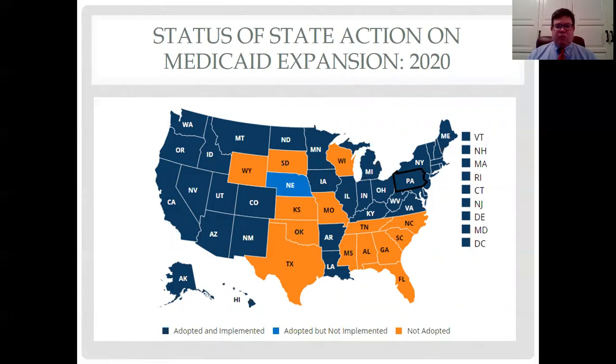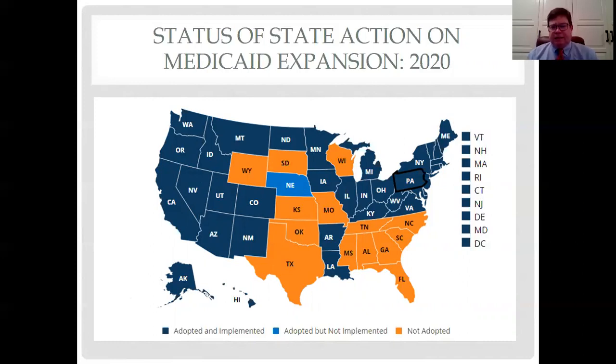Since then, I think more than 34 states have decided to expand Medicaid and provide services for people up to 133% of the poverty level. But as you see here, a number of states, particularly southern states and particularly states that happen to be Republican, have decided not to expand Medicaid, and that's been a political decision.